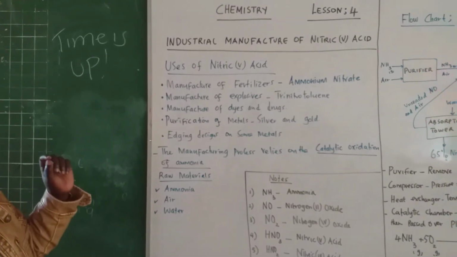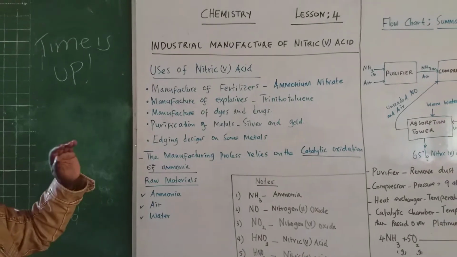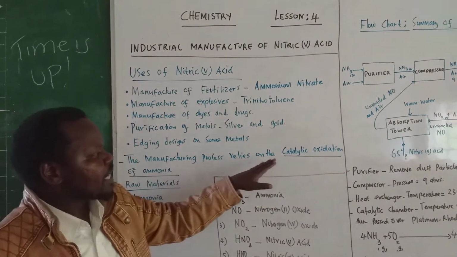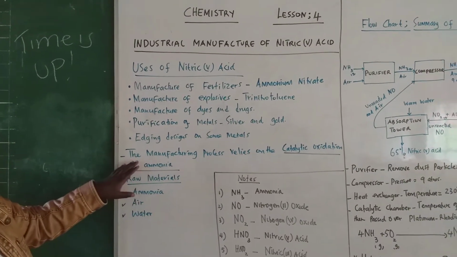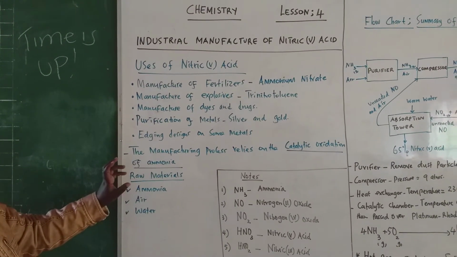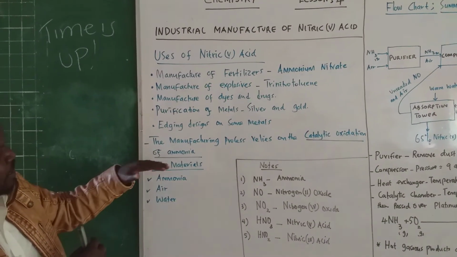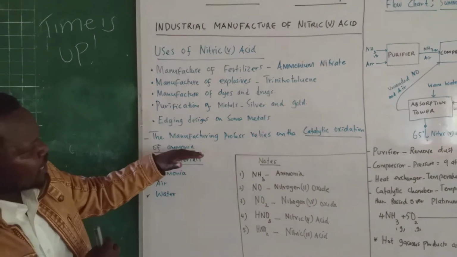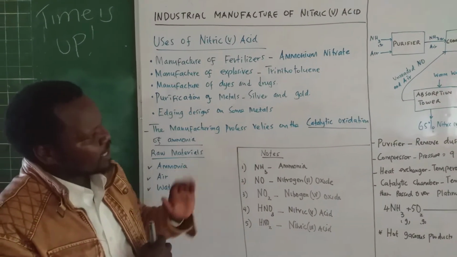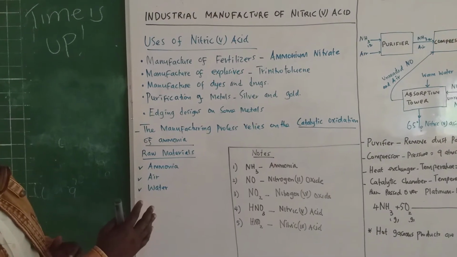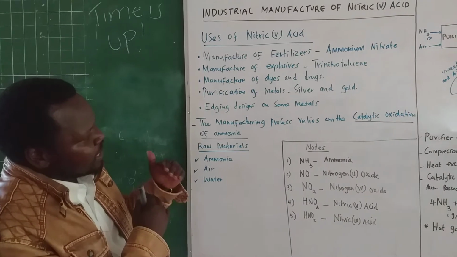Now, the manufacture of this nitric acid relies majorly on the catalytic oxidation of ammonia. You look at the steps. In the beginning, formation of nitrogen(II) oxide. Then nitrogen(II) oxide is oxidized to nitrogen(IV) oxide. Nitrogen(IV) oxide thereafter will be converted to nitric(V) acid and nitric(III) acid.